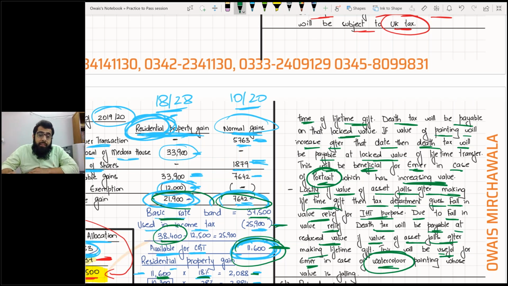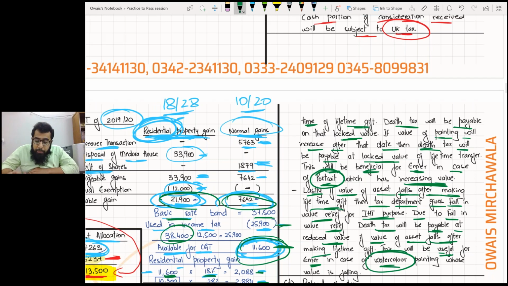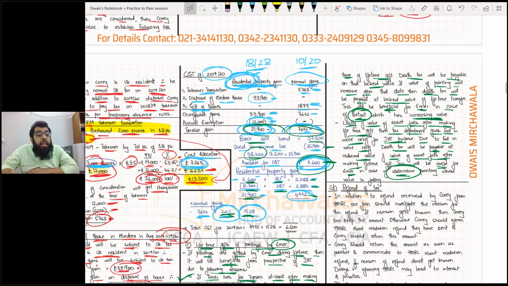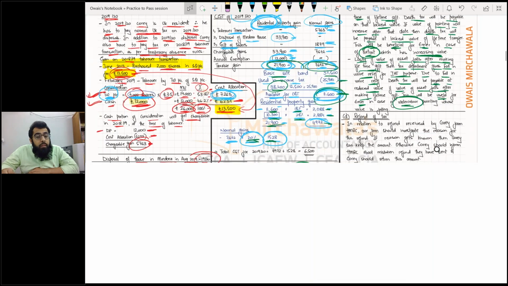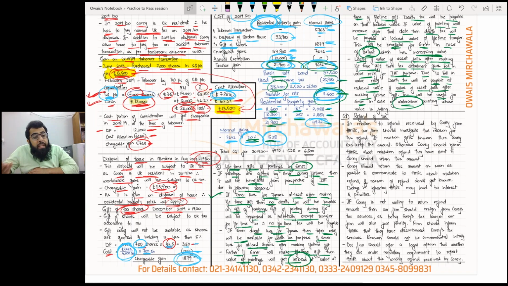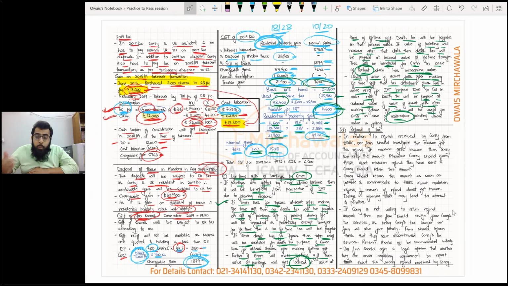Very easy 6 marks. What were the benefits of making a lifetime gift? So if you make a lifetime gift, after 7 years, no death tax. If 7 years have not passed, then you get taper relief. The value of the asset gets locked, and if the value of the asset falls, you get fall in value relief.